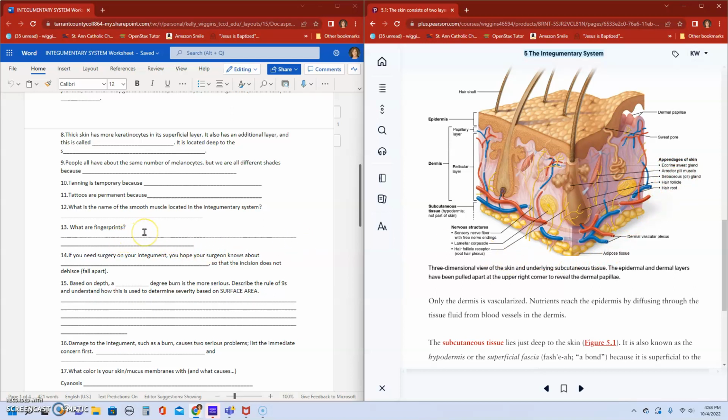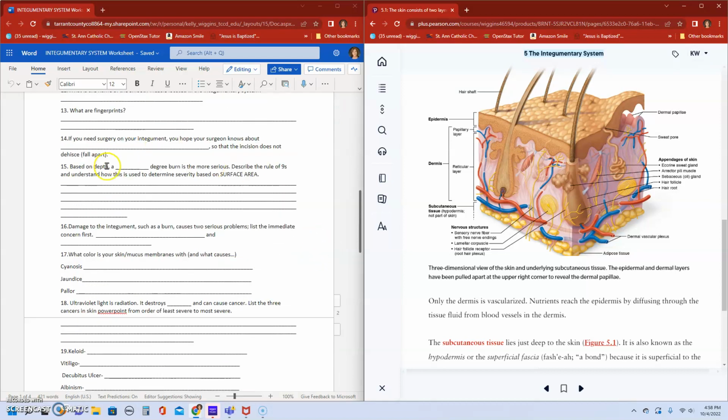What are fingerprints? Those are the friction ridges where your epidermal ridges meet those dermal papillae, and they become very wide on your fingertips. So those are specific to you. If you need surgery on your integument, you hope your surgeon knows about those cleavage lines or tension lines so your incision does not dehisce, fall apart. Also, it minimizes scarring. Based on depth, a 3rd-degree burn is the most serious.